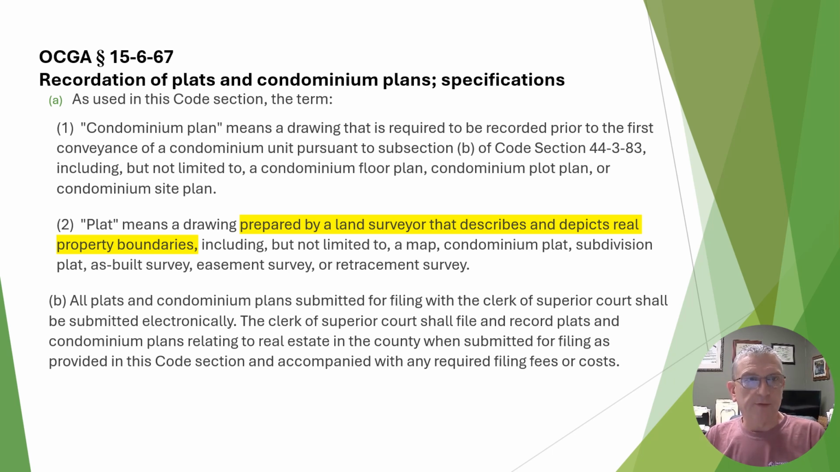So we're going to start with the foundation of the whole maps and plats requirement routine, which is commonly known as the Plat Act. When the Plat Act was revised in 2017, though, condominium plats were brought in, so it's known as the Plat and Condominium Recording Act of 2017, not just the good old Plat Act as we used to hear it. So the title of Official Code of Georgia 15-6-67 is Recordation of Plats and Condominium Plans, specifications. So this starts out with some simple definitions.